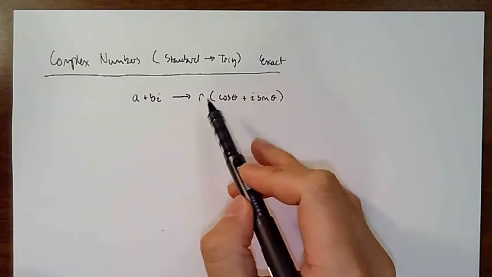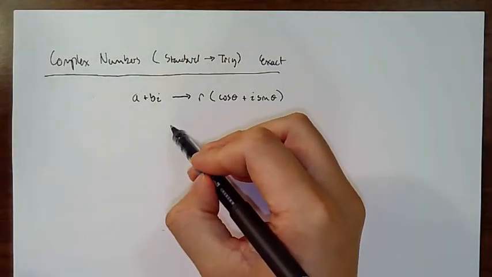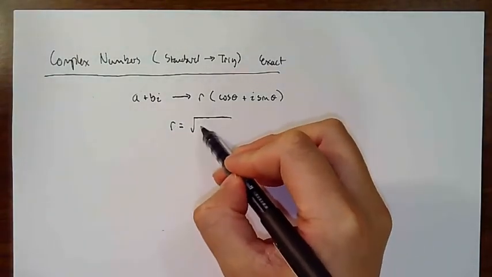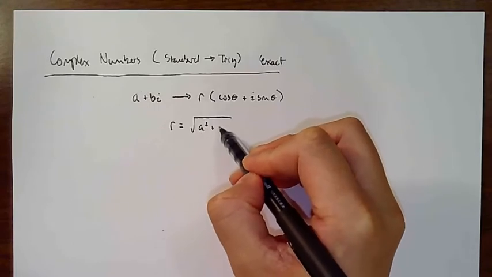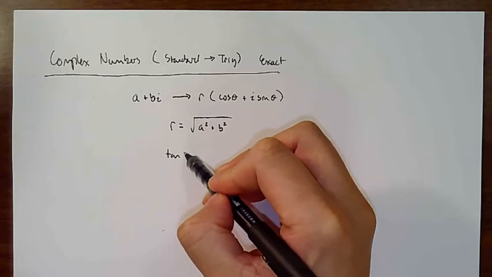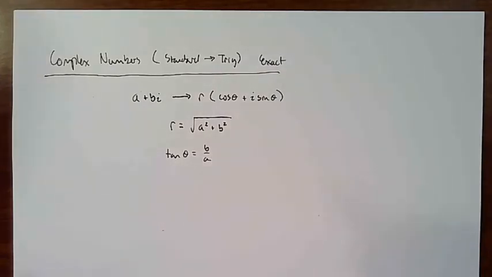Now, before we had r and theta with decimal approximations. This time we are not going to do that. Now, we are going to have the same conversion factors more or less. r is going to be equal to the square root of a squared plus b squared. And before we had that tan theta should be equal to b over a. We're not going to do inverse tan this time.